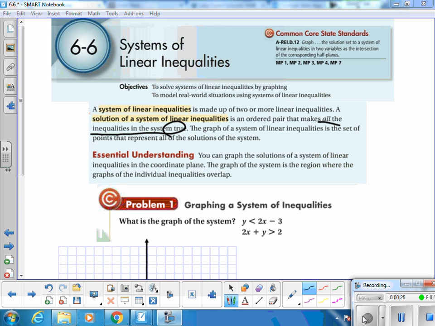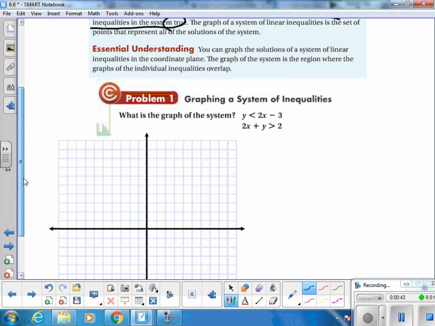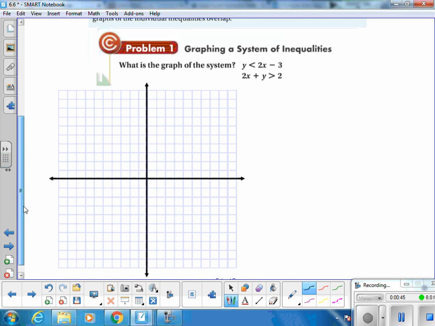So the graph of the system of linear inequalities is the set of points that represent all those solutions in the system. This is an inequality that shows itself in shading. And when you have an inequality system, it shows up in the shading, not necessarily where the lines overlap, but where the shading overlaps. So let's take a look at that.